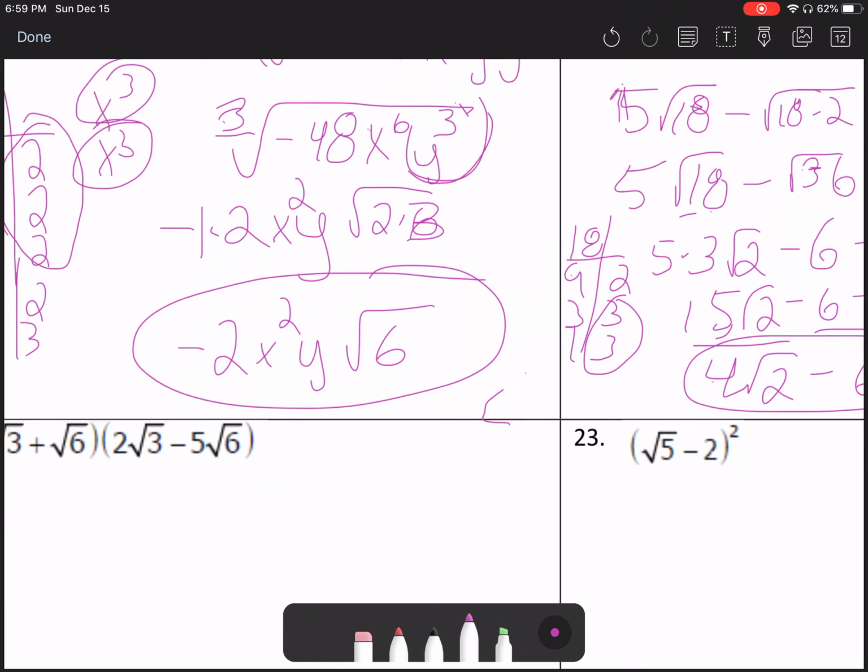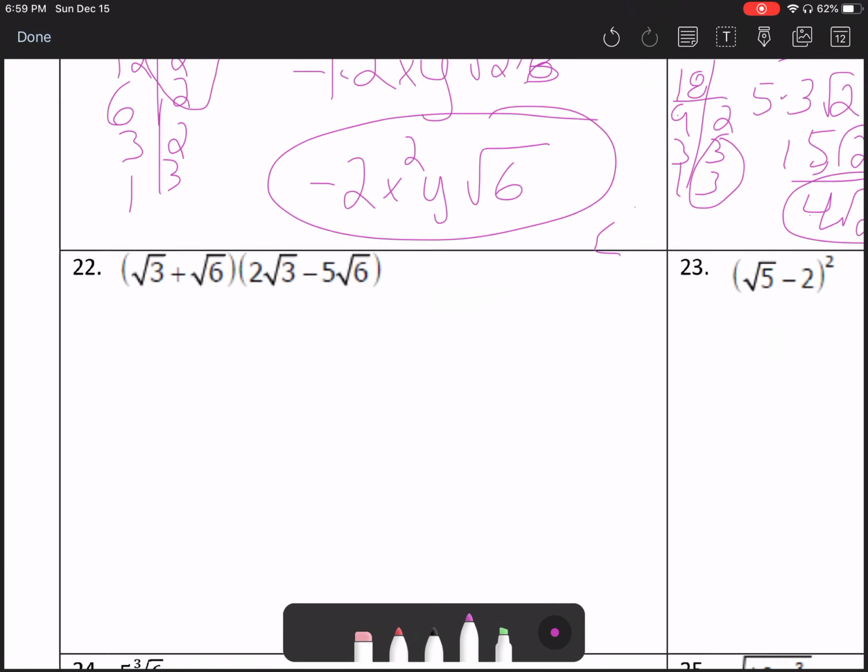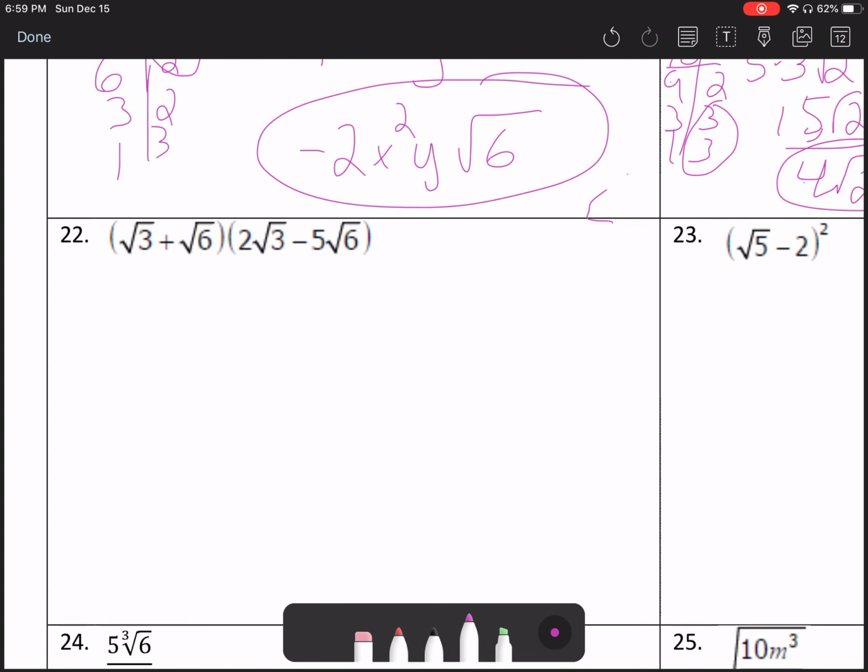22 is a little bit different. You can either do FOIL or the box. Since many of you are very comfortable with the box, I'm actually going to use the box method. So I'm going to make a box here for my multiplication. I'm going to have radical 3 and radical 6 on one side, 2 radical 3 and negative 5 radical 6 on the other. And I go through and multiply my boxes, using the same method. Inside, inside, and outside times outside.